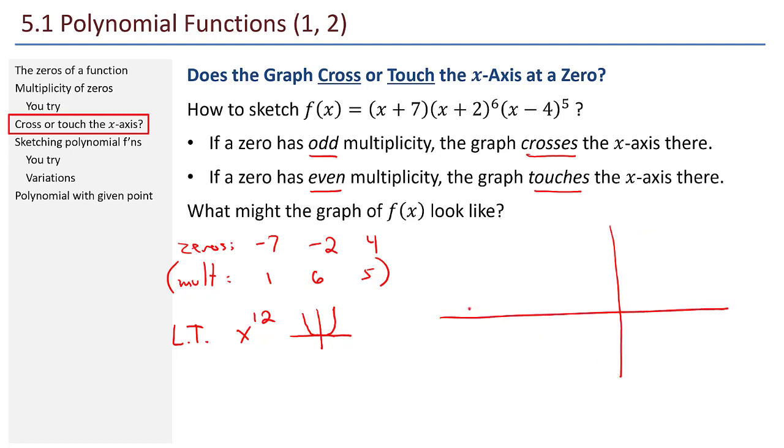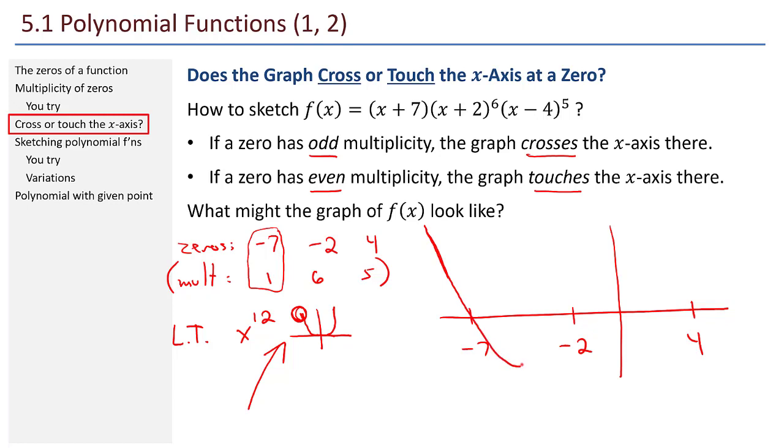So I will label the -7, -2, and 4. Those are the zeros. Now, I'm going to come down from the upper left. So I know that the graph starts coming down from the upper left because the leading term tells me the overall picture looks like x to the 12. Now, what will I do when I reach the -7? -7 has a multiplicity of 1, so I will cross the x-axis.